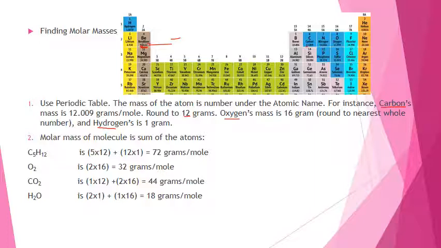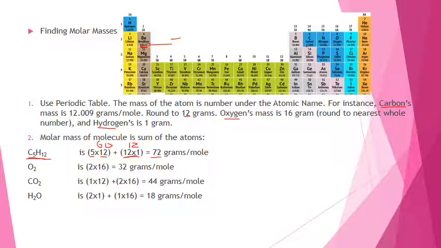Now to figure out the molar mass of a molecule, what you do is you use the sum of all the atoms in that molecule. So pentane, which you're going to be using in these problems, has 5 carbons, each one weighs 12, so it's going to be 12 5 times, and then you have 12 hydrogens, each weighing 1, so that's 12 times 1. 5 times 12 is 60, and 12 times 1 is 12, add them together, and you get the molar mass of pentane is 72 grams per mole.